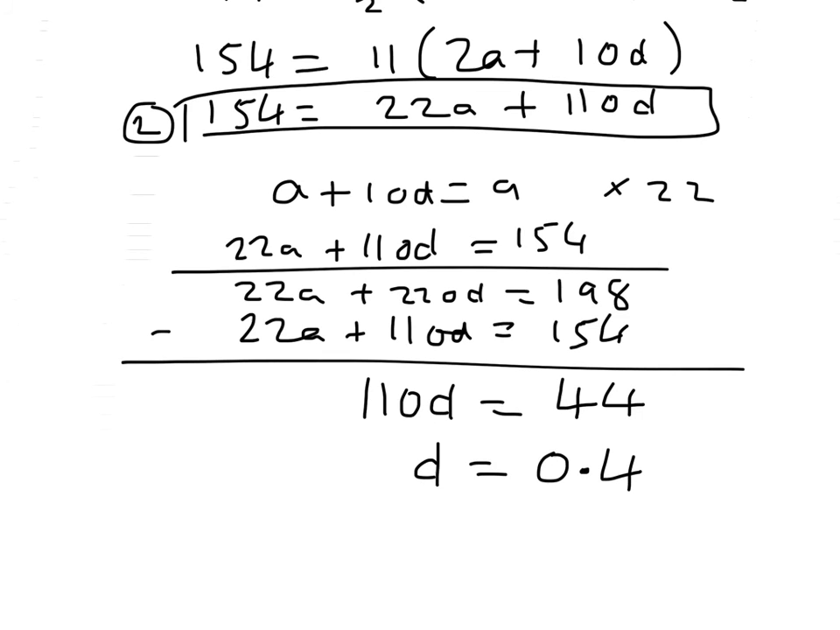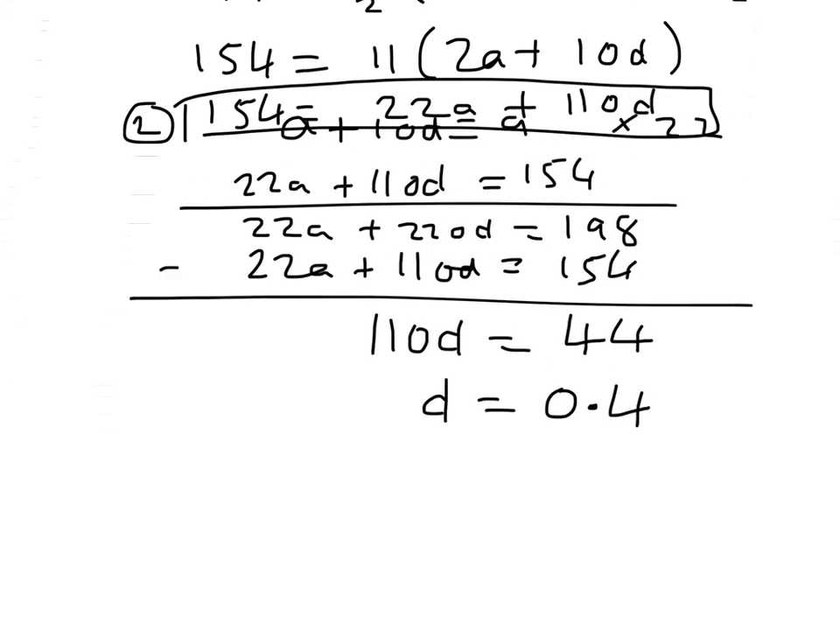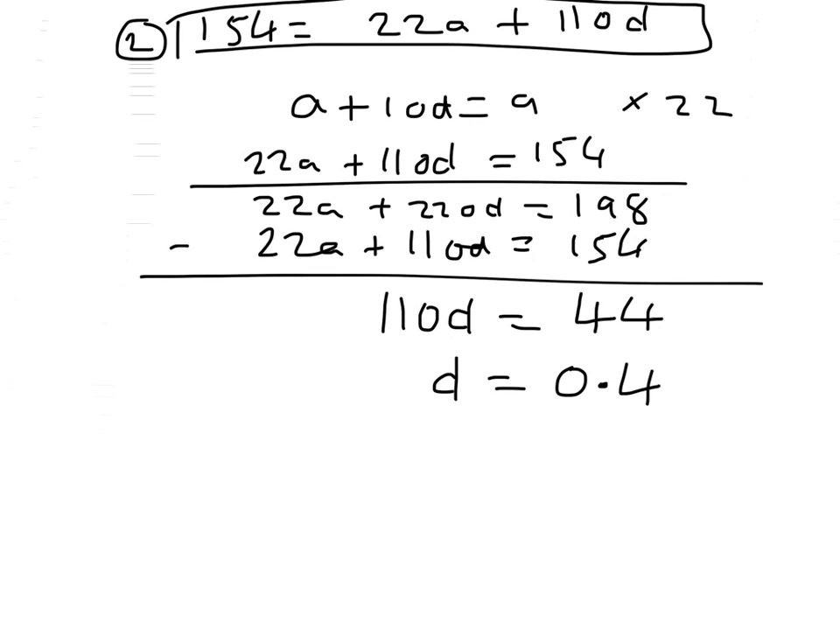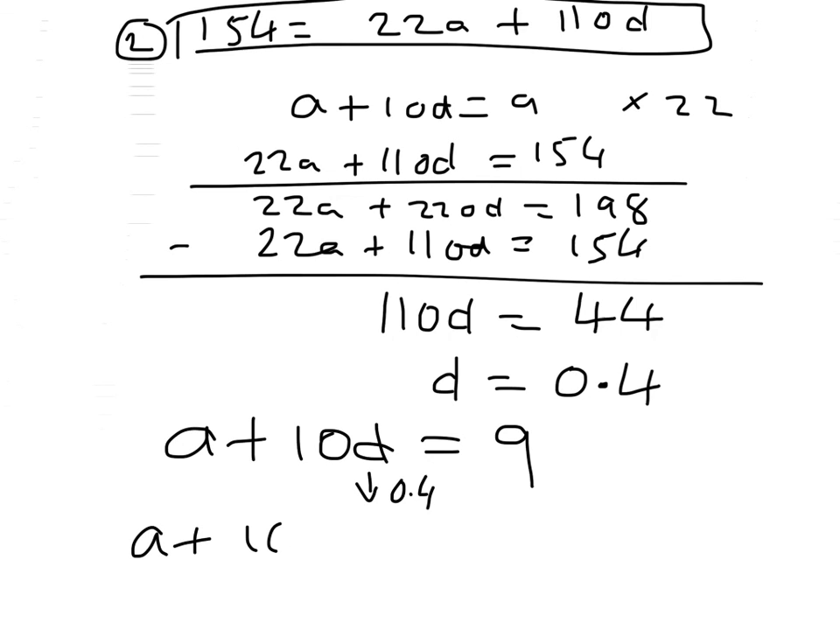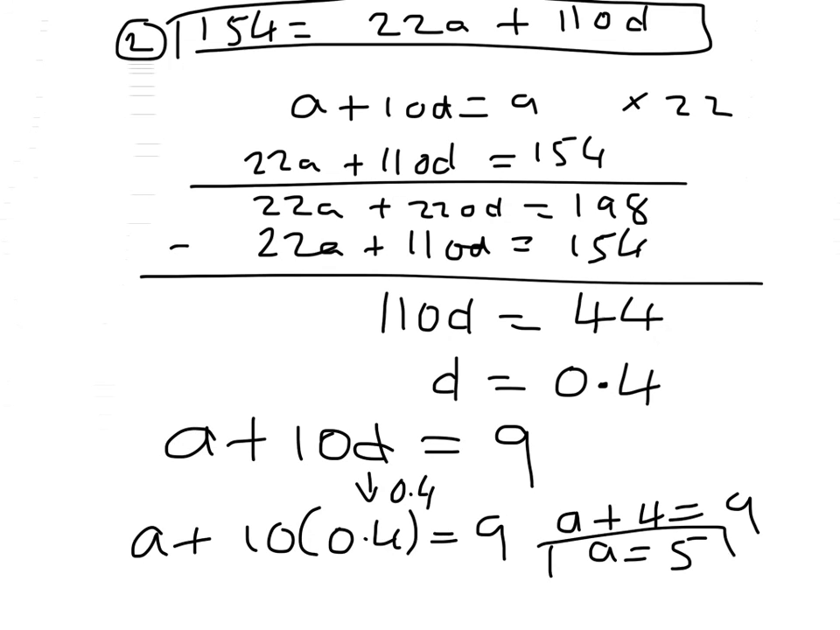To find a then, we're going to substitute back into either equation 1 or 2, and we'll always pick the easier one. So the easy one here is the top one. So taking a plus 10d equals 9, where d is 0.4. So a plus 10 times 0.4 is 9. So a plus 4 equals 9. So a has to be 5.